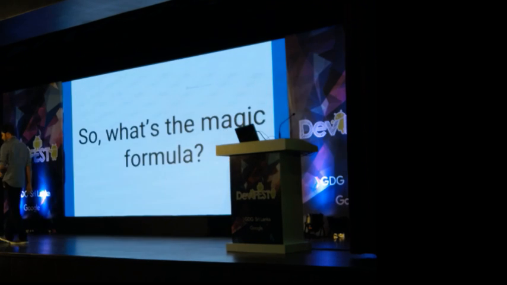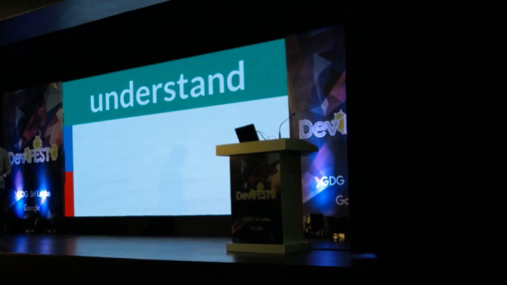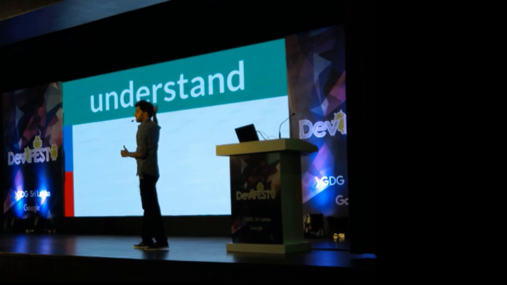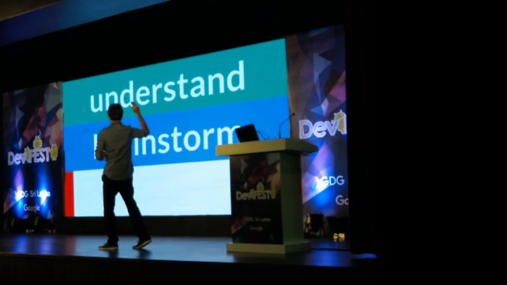So what's the magic formula? We have different processes and different opinions. What's the formula? I'm going to introduce a complete UX hacking toolkit that you can use, and it's free. Okay? So there are 3 areas that you can categorize all these tools and methods into. The first area is understand. The goal is to understand the end user first. Okay? The second one is to brainstorm.